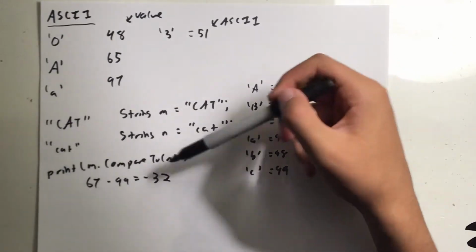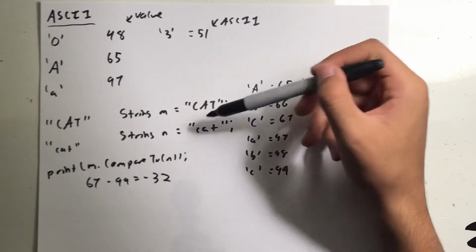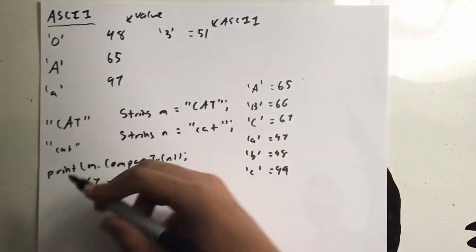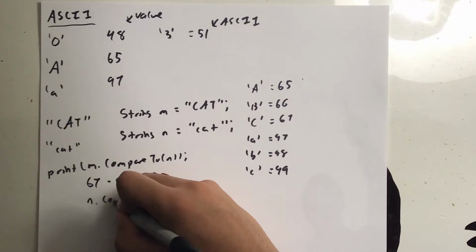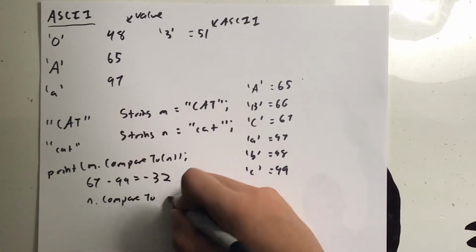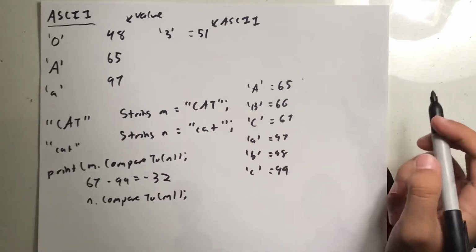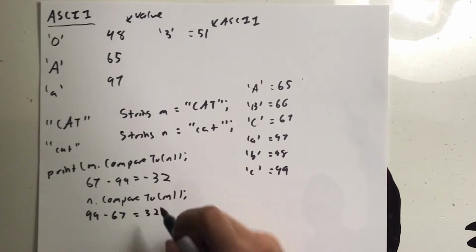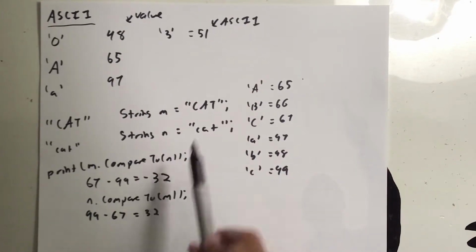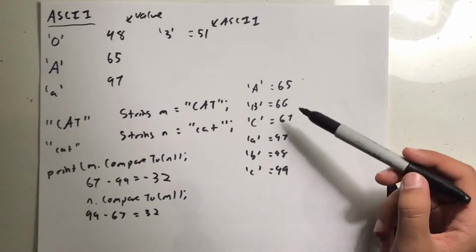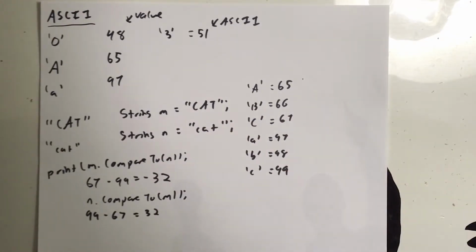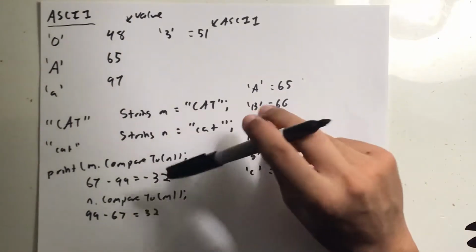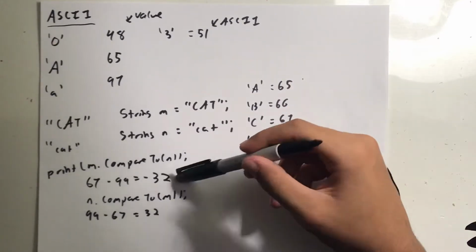But notice that we have a 32. And why I'm saying 32 is because we just subtracted the same letter, but one was uppercase and one was lowercase. What if we had n.compareTo(m)? Same thing would be printed. It would be 99 minus 67, which equals 32. It's n, which is lowercase c, minus capital C, which is 99 minus 67, which equals 32. So if they're the same letter, but one's uppercase and one's lowercase, they're going to be 32 apart from each other.